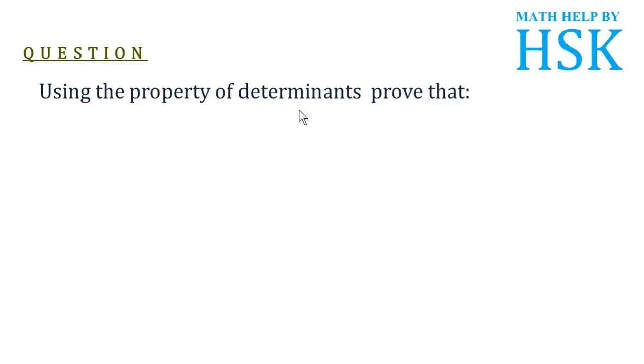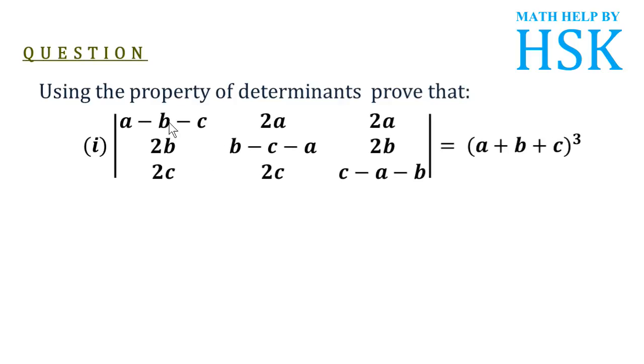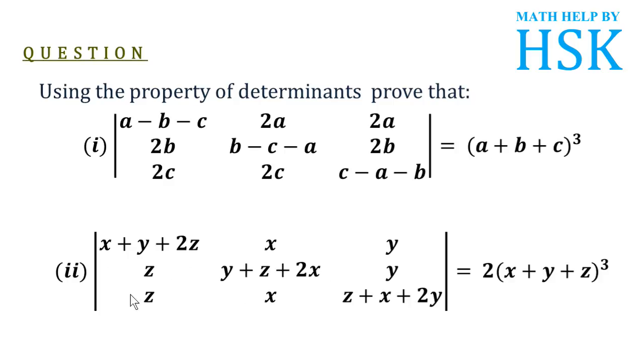The question is, using the property of determinants, prove that in the first part the determinant |a-b-c, 2a, 2a; 2b, b-c-a, 2b; 2c, 2c, c-a-b| is equal to (a+b+c) whole cube, and in the second part the determinant |x+y+2z, x, y; z, y+z+2x, y; z, x, z+x+2y| is equal to 2(x+y+z) whole cube.